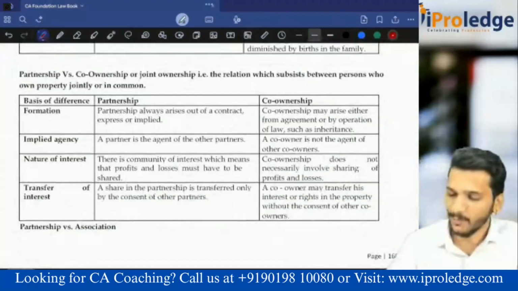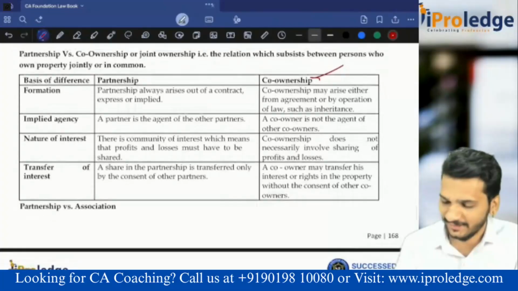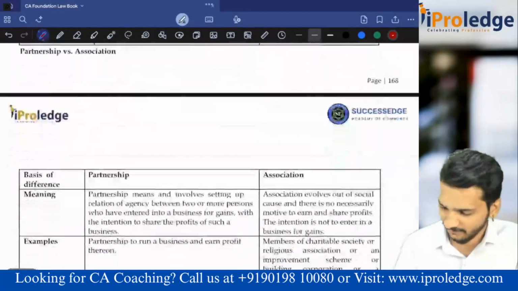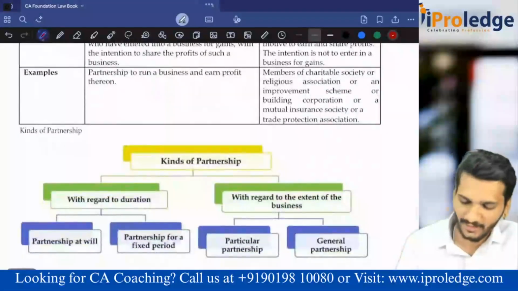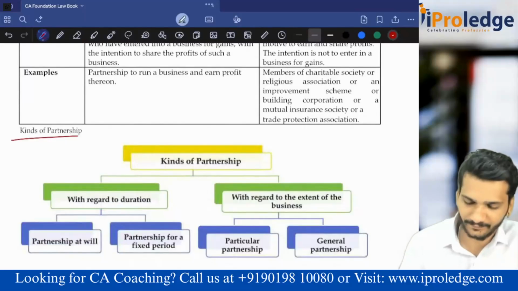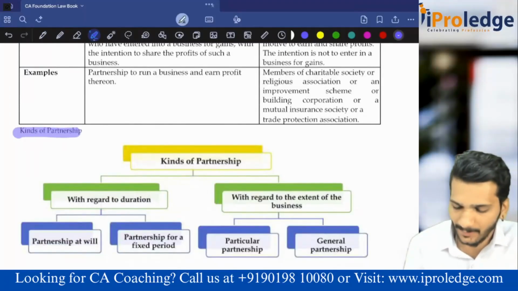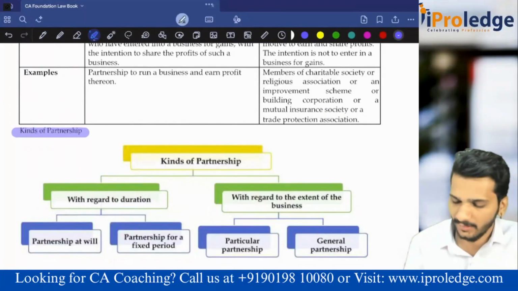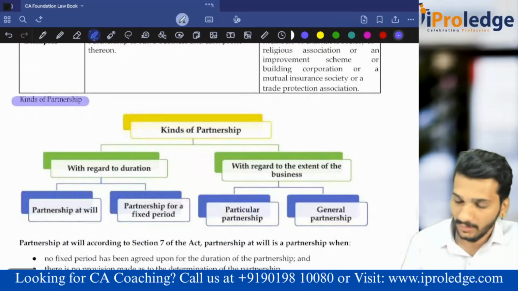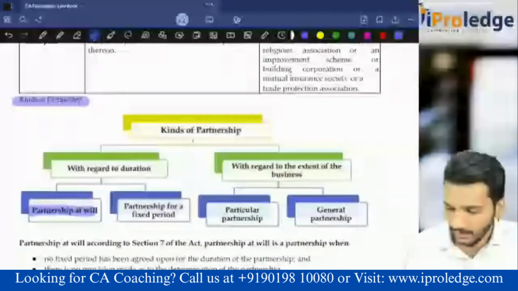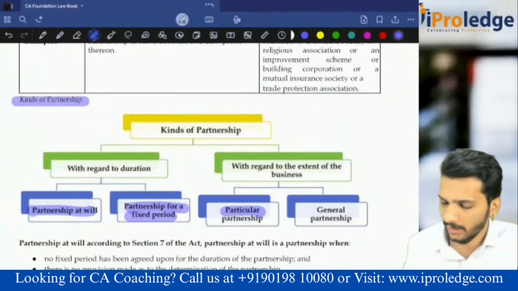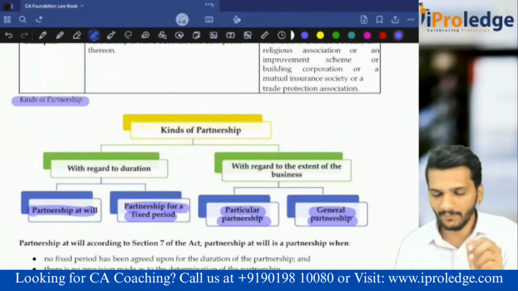This is then co-ownership we already discussed. Then association. That's okay. Come to kinds of partnership. What are the kinds of partnership there? There are mainly four kinds of partnership. One is partnership at will, then partnership for a fixed period, particular partnership and general partnership.